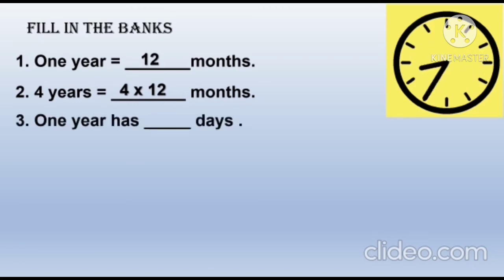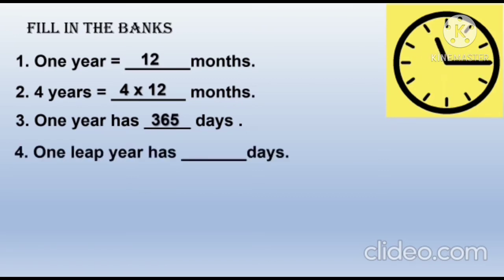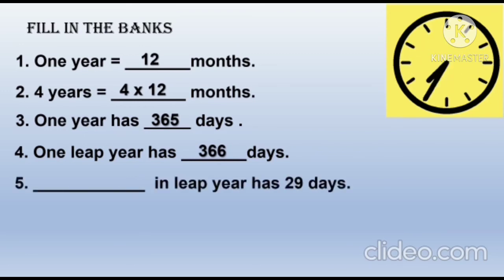Look at the next question. 1 year has how many days? Yes, it has 365 days. Correct. 1 leap year has how many days? It has 1 day extra. That is, February is having 29 days in the leap year. So here we will have 1 extra day. That is 366 days. Dash in leap year has 29 days.